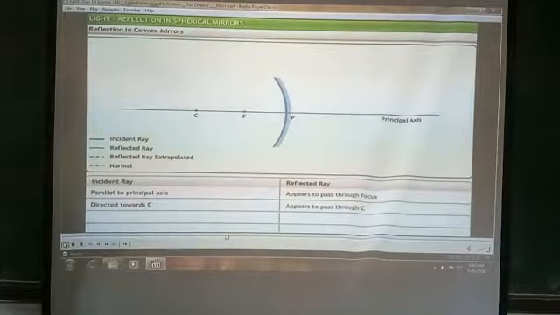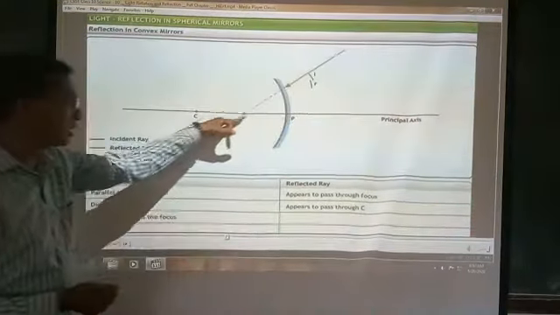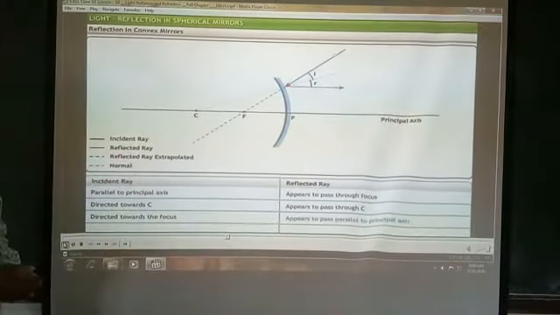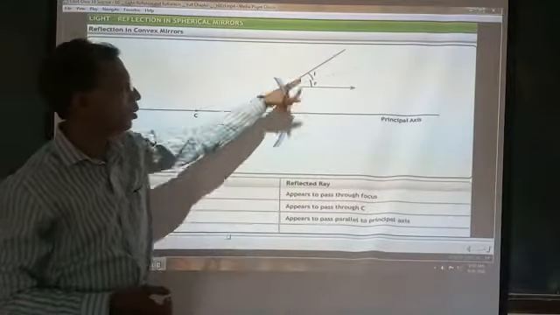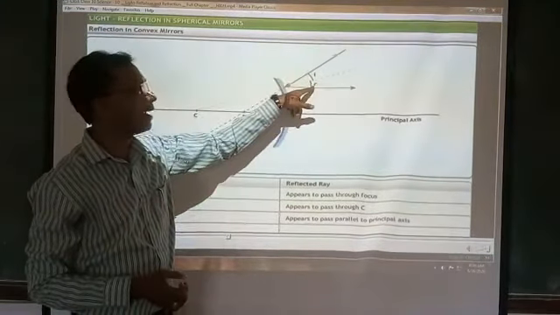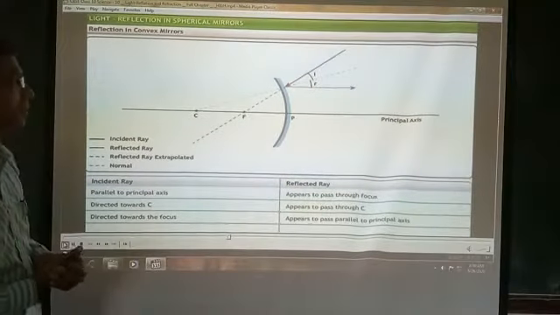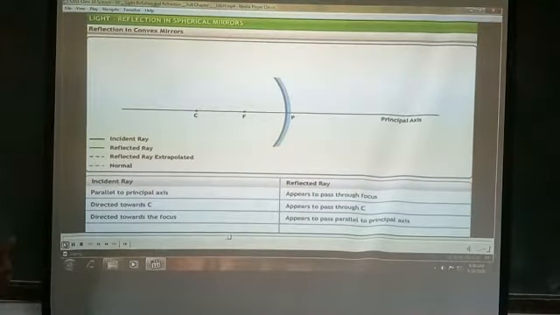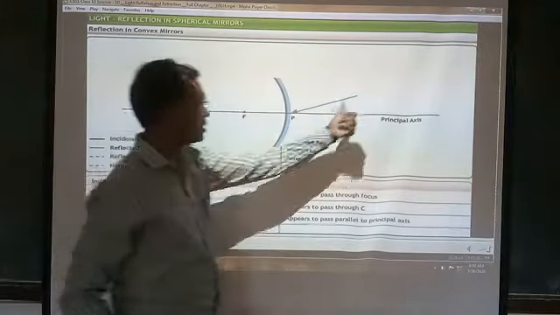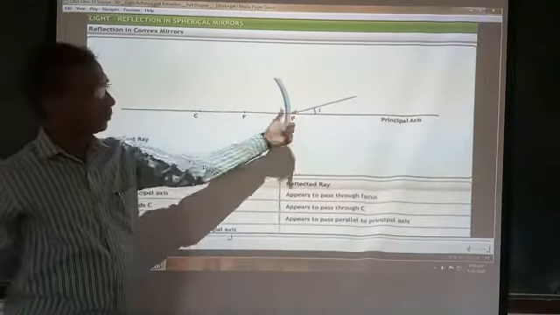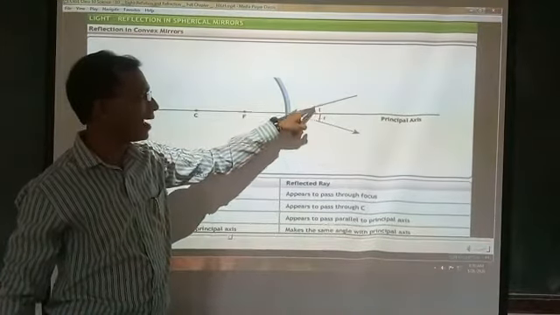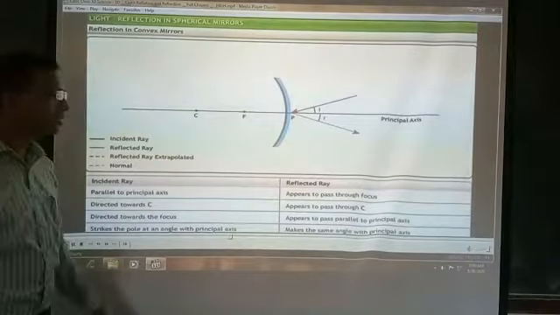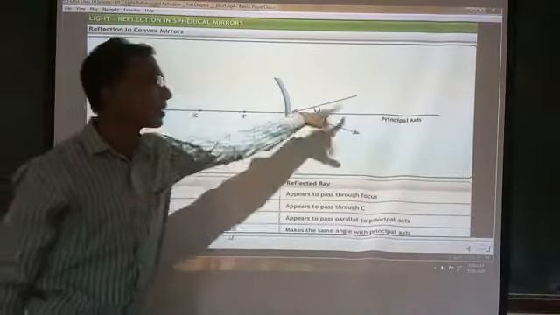Here is the third case: the incident ray directed towards the principal focus is reflected back parallel to the principal axis, obeying the laws of reflection, where the angle of incidence and angle of reflection are the same. Now a ray incident at the pole P obeys the laws of reflection, and makes the same angle with the principal axis.